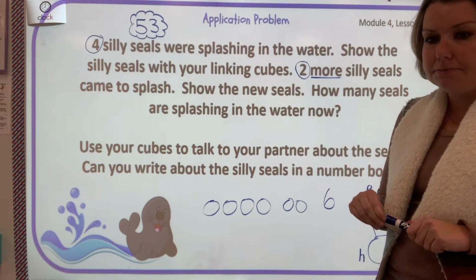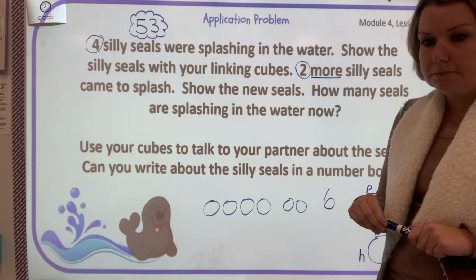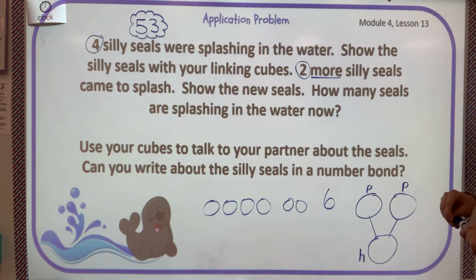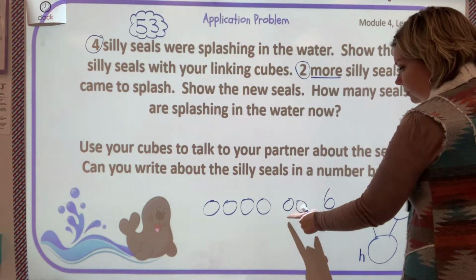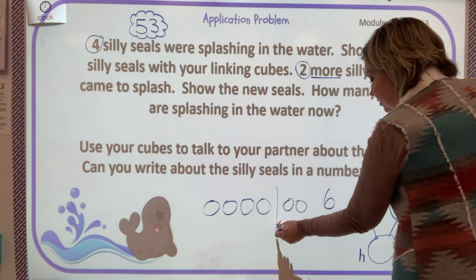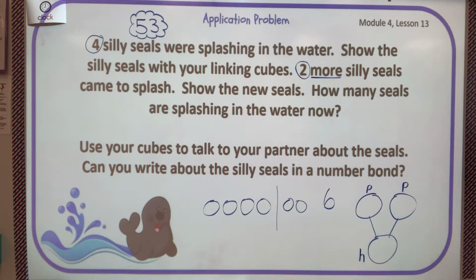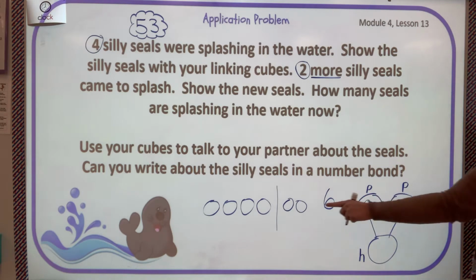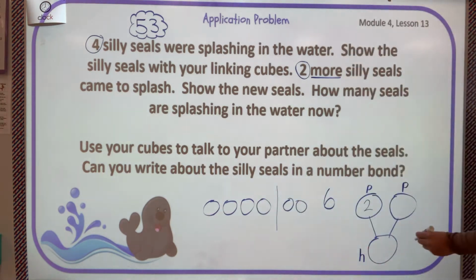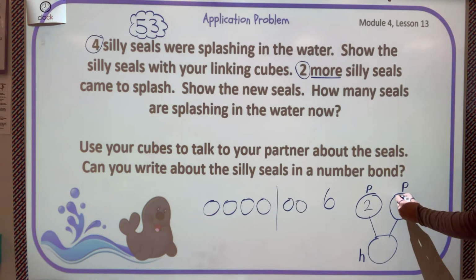Adeline? You're going to put 2 and 2. Let's look at that. Let's look. I do see 2 right here. Let me put a line here to show. So I see my 2, but I also have how many over here? 4.